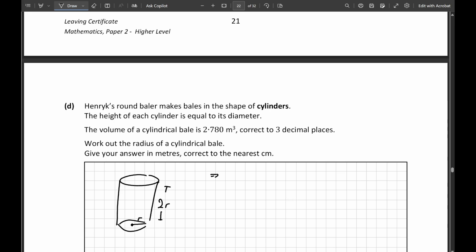So what we could say is that 2.780 is pi r squared times the height, which is 2r. So we'll have 2.780 is 2 pi r cubed. So r cubed will just be, I can't work this out in my head, so I'll just divide through by pi. So 2.780 over 2 pi. So that implies that the radius is just the cube root of that.